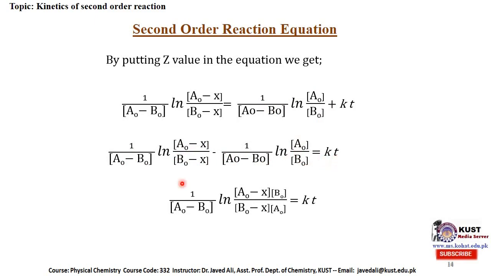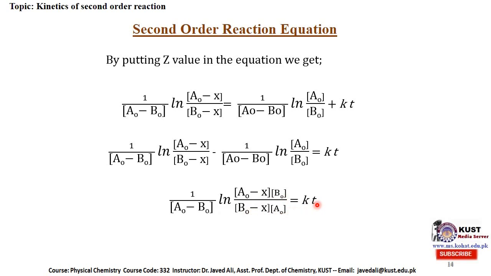We can further simplify this equation by taking 1 divided by a naught minus b naught common, and log a naught minus x divided by b naught minus x minus log a naught divided by b naught is equal to log a naught minus x into b naught divided by b naught minus x into a naught. Therefore, the final equation is 1 divided by a naught minus b naught log a naught minus x into b naught divided by b naught minus x into a naught is equal to kt.